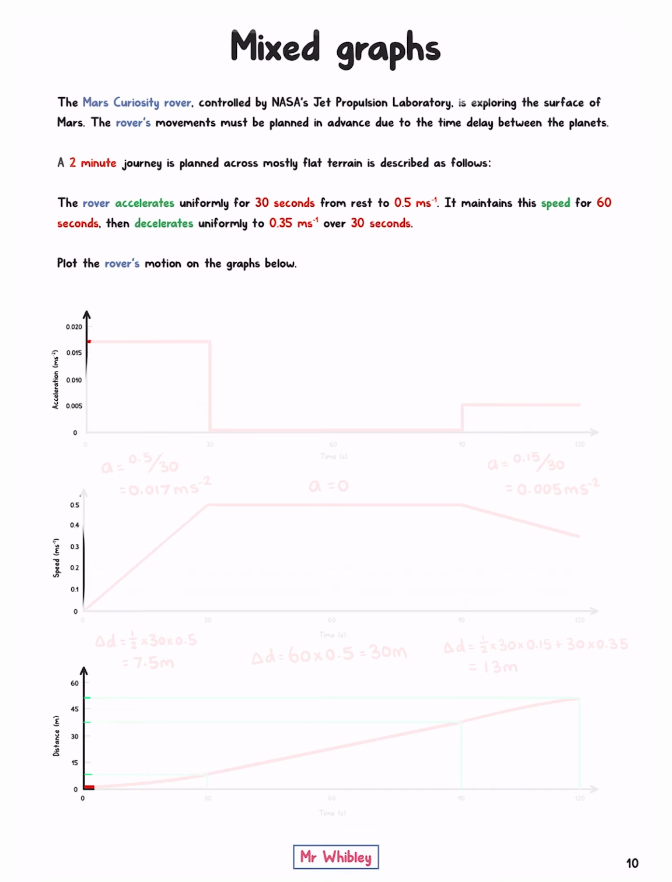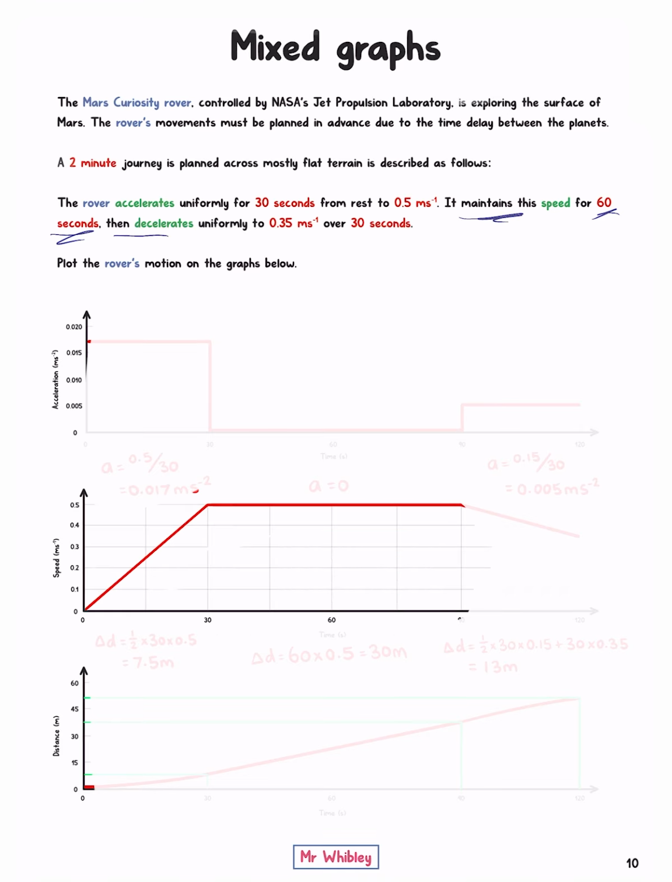There are many ways you could go about this. Personally, I find it easier to start with the speed time graph. We know that over 30 seconds, our rover accelerates from rest to 0.5 meters per second. It then maintains the speed for 60 seconds, and then decelerates uniformly to 0.35 meters per second over 30 seconds.